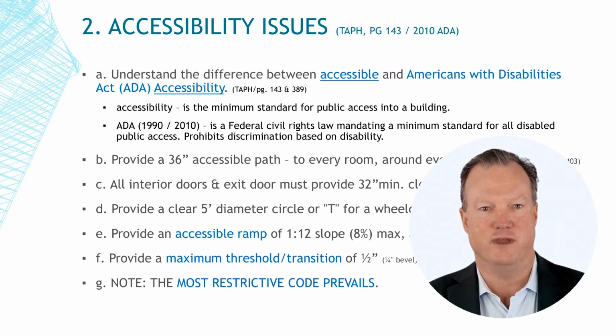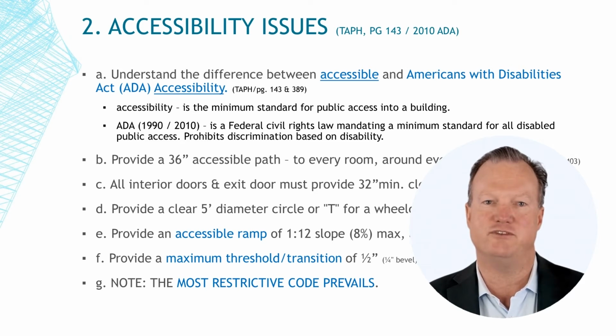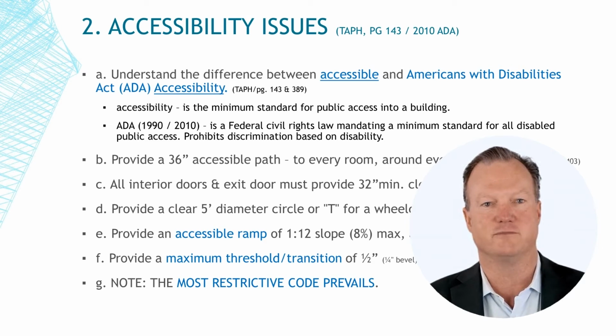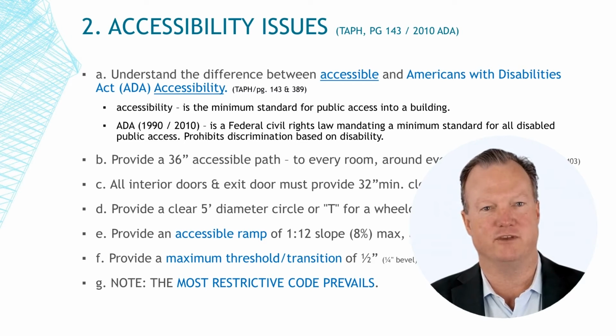B. Provide a 36-inch accessible path to every room around every obstruction. C. All interior doors and exit doors must provide 32-inch minimum clearance, no less. D. Provide a clear 5-foot diameter circle, or T, for a wheelchair to turn around.